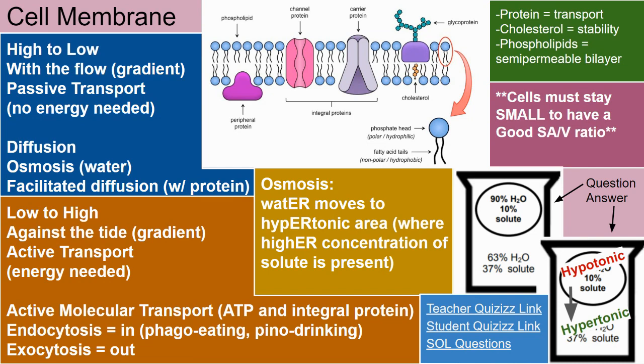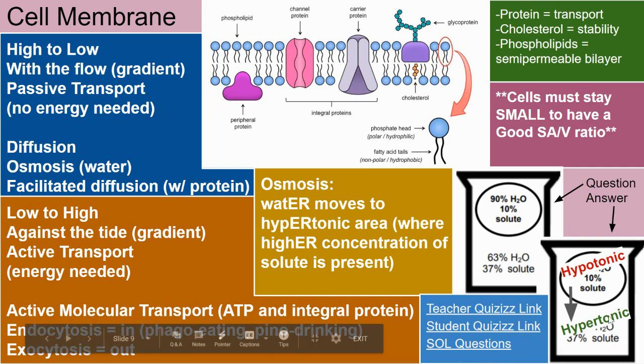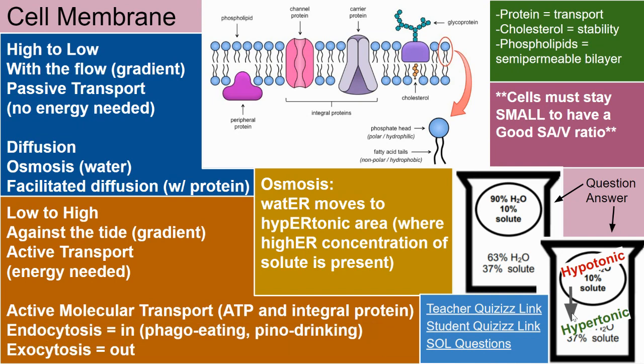Water always moves to hyper. So in this example, you can see that water is going to move out of the cell and into the beaker because the beaker was hypertonic compared to the cell. That's going to mean that water moves out of the cell, and that cell is actually going to end up shriveling up just like our egg did in the egg experiment. That egg kind of shriveled up. So that's osmosis.